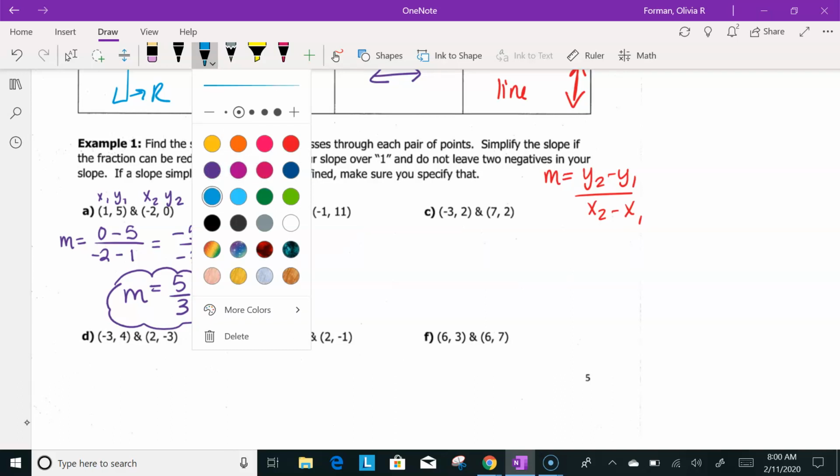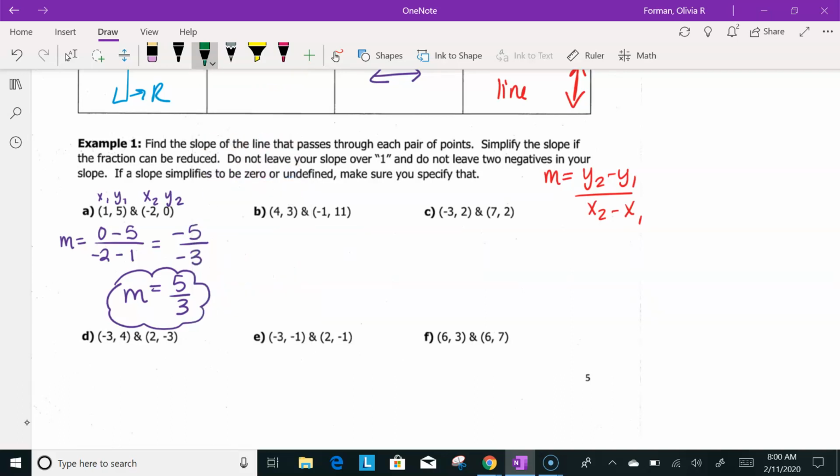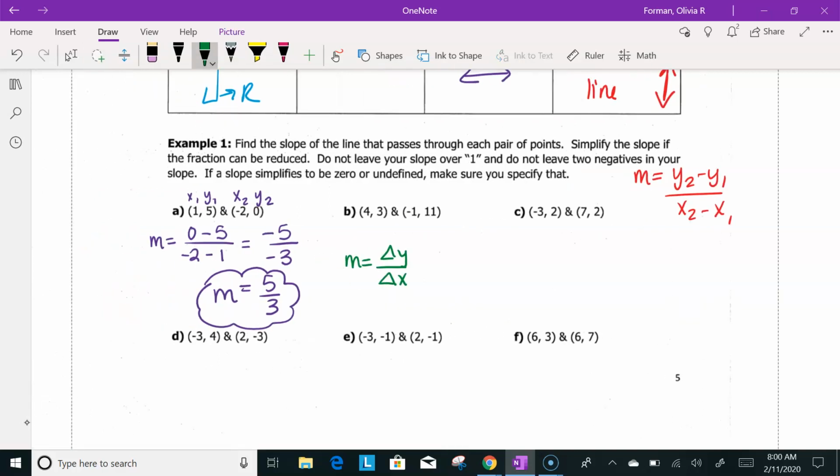Okay. The next one here. This one I'm going to use my change in y over change in x sort of thing. Let's see if I can move this. And so what I'm going to do is first find my change in y. My change in y is going from that 3 to the 11. So how do I go from 3 to 11? I'm going to add 8.